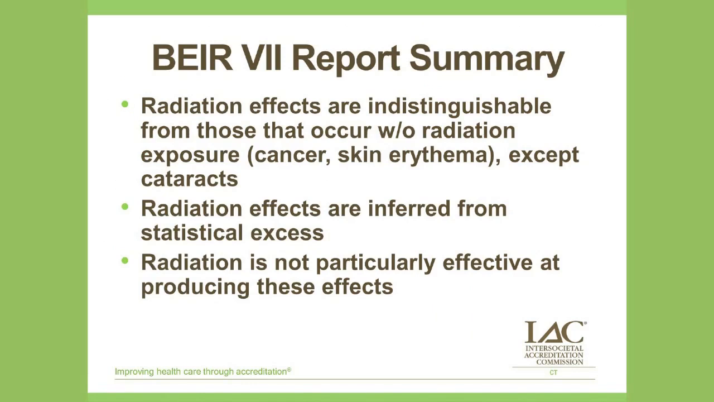So what kind of effects does radiation cause? So the BR7 report, which is a report about atomic bomb survivors and conclusions based on risk from atomic bomb survivors from World War II, which is where most of our data comes from, has summarized the radiation effects. And it says that radiation effects are indistinguishable from those effects that occur without radiation exposure. Cancer, skin reddening can happen for various different reasons, and you can't tell from that a cancer was induced by radiation in particular, or that a burn to the skin was produced by radiation or some other thermal effect.